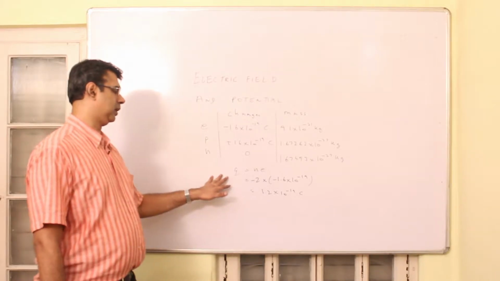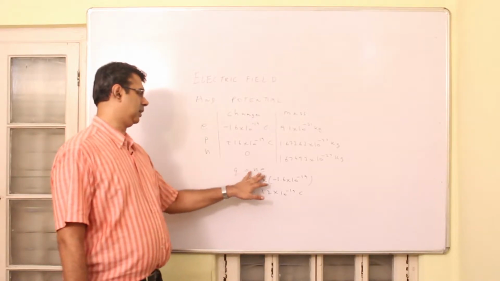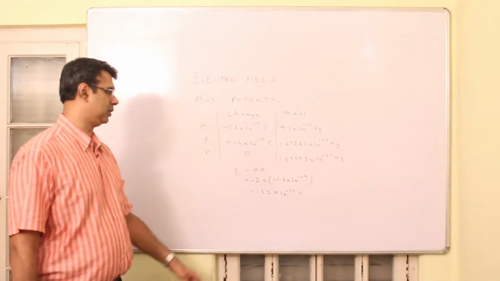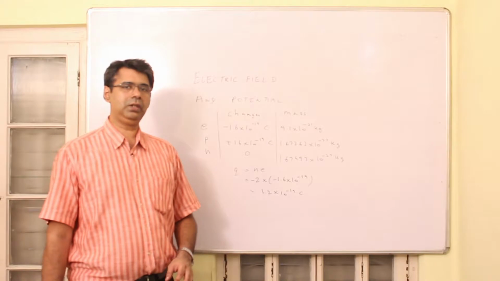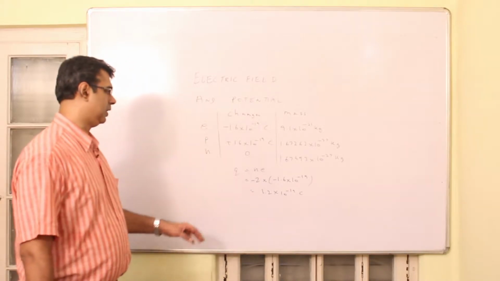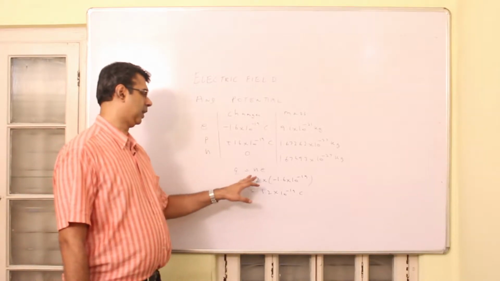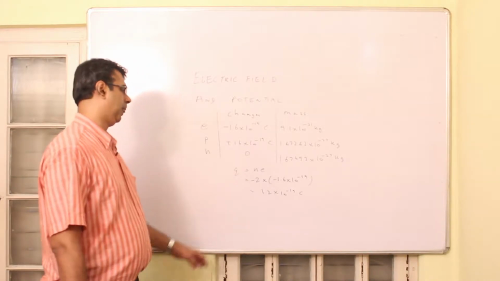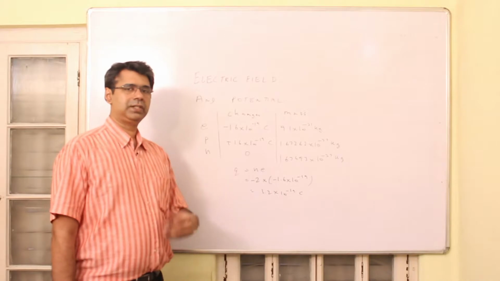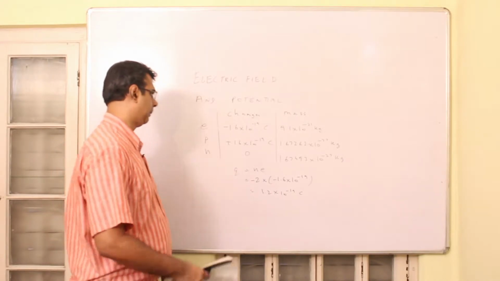Now this phenomenon that any charge can be written as integral multiple of electronic charge is known as quantization of charge. So quantization of charge states that all charges are integer multiples of electronic charge, and therefore the electronic charge is the fundamental unit of charge.